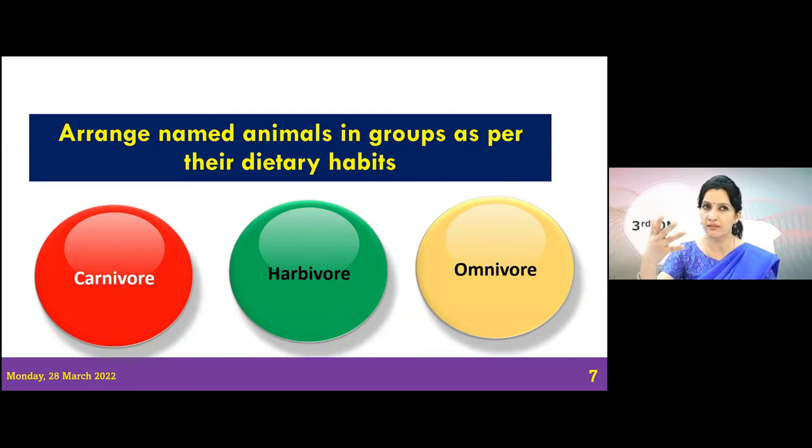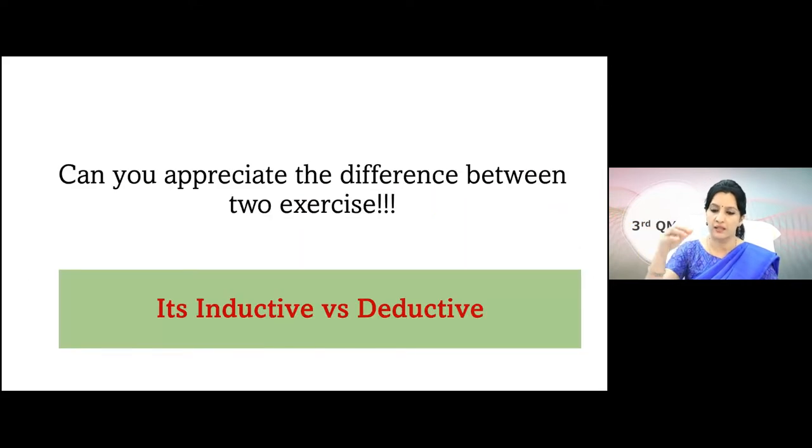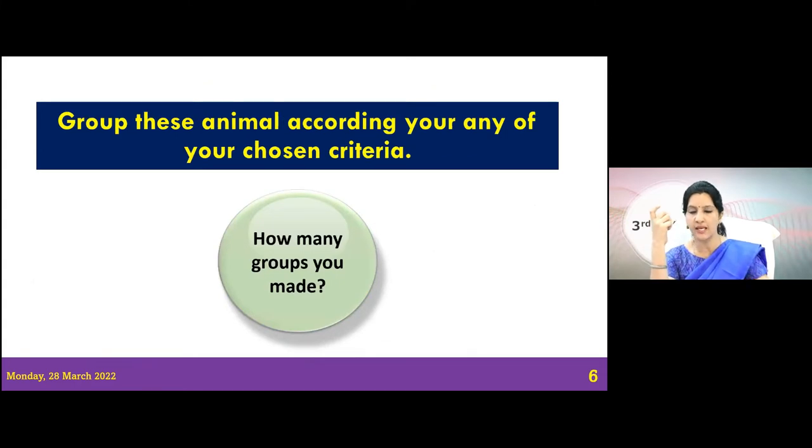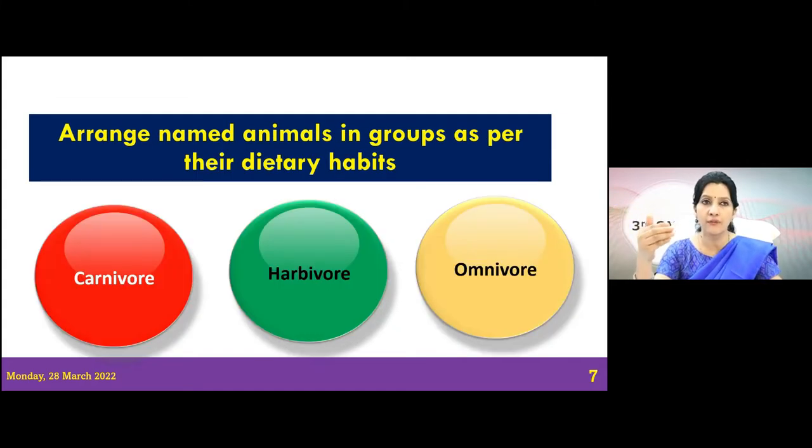These were the main broad categories, like herbivore, carnivore and omnivore. Now the second question was you have to arrange the names of animals as per their dietary habit. So this is the second type. In this case, we have given you carnivore, herbivore, and omnivore, and you have to put those animals into these categories only. The initial question which I showed was your choice to take any criteria. But in this case, you have to classify on the basis of their dietary habits.